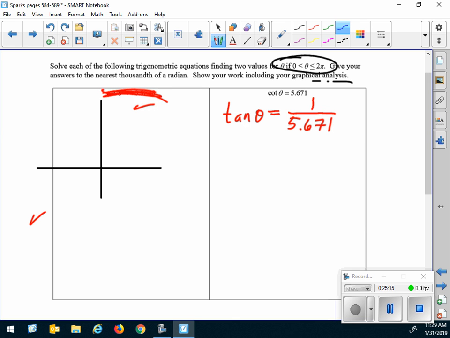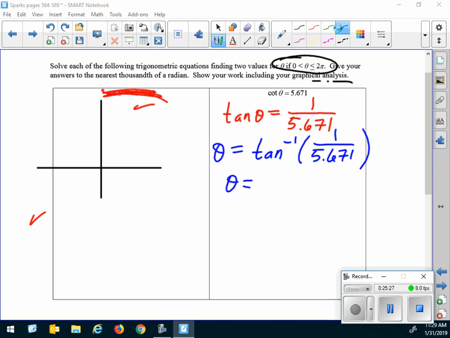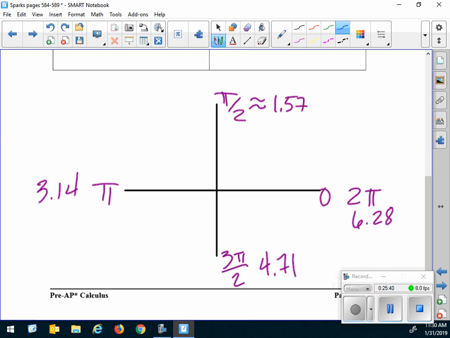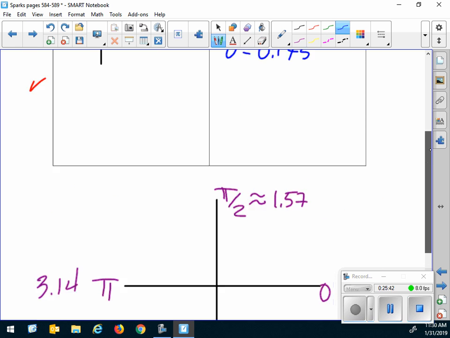How do I get theta? So theta equals tangent inverse of, go to your calculator. Is that an angle in quadrant 1? You bet your boots it is. So that's one of my answers.